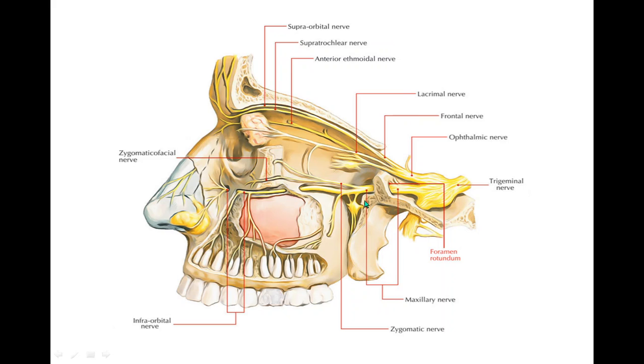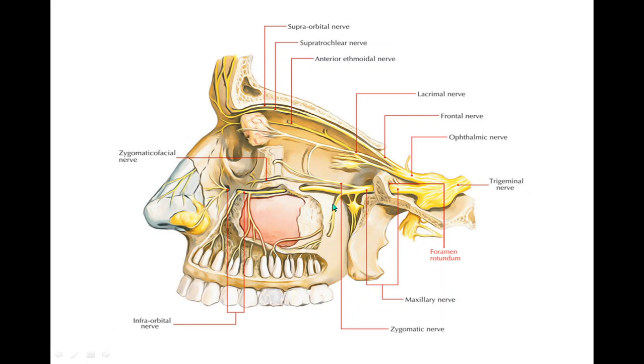For now, just remember the pterygopalatine ganglion is related to the maxillary nerve. What is the ganglion associated with the ophthalmic nerve? It is the ciliary ganglion. So the pterygopalatine or sphenopalatine ganglion goes with the maxillary nerve. What are the three divisions of the maxillary? The zygomatic, the infraorbital, and the posterior superior alveolar nerve.